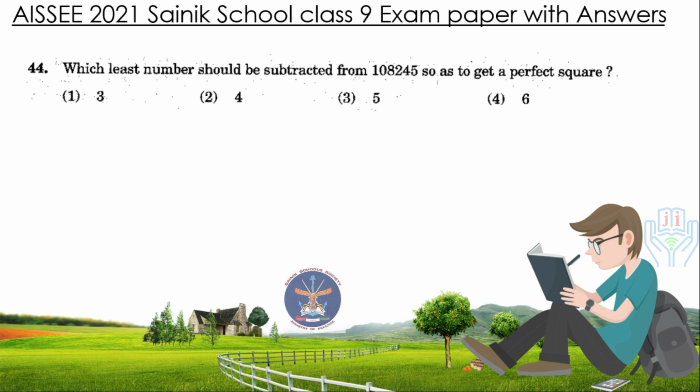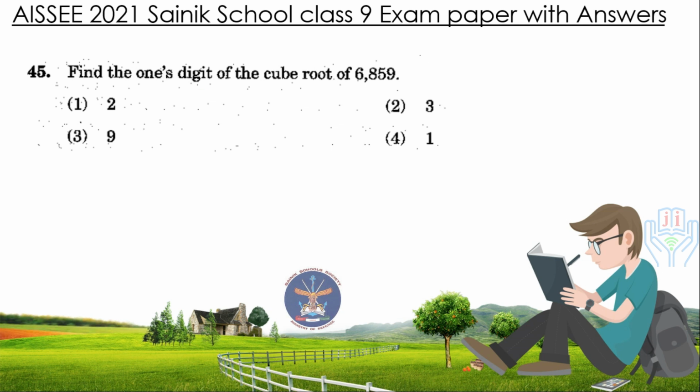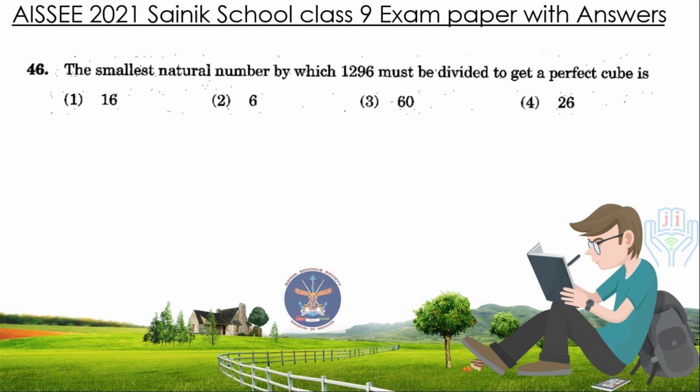Which least number should be subtracted from 108245 so as to get a perfect square? Answer 4. Find the ones digit of the cube root of 6859. Answer 9. The smallest natural number by which 1296 must be divided to get a perfect cube is answer 6.